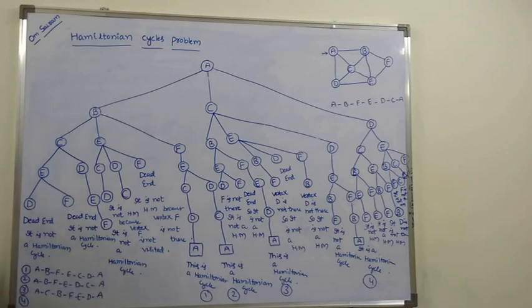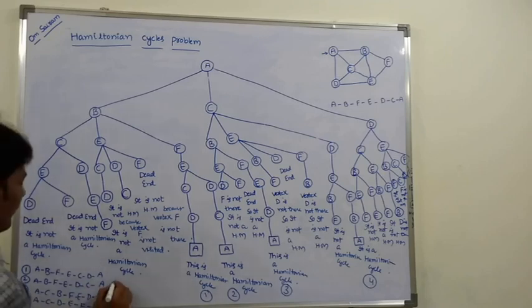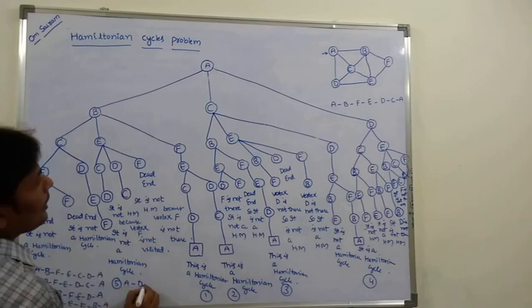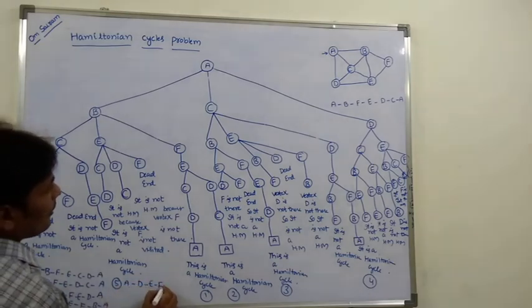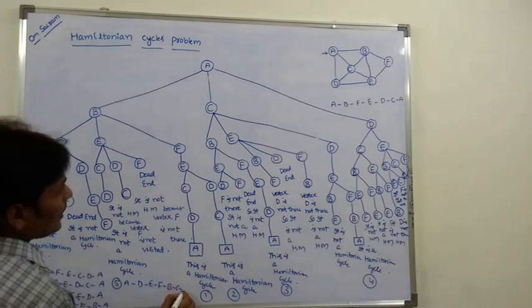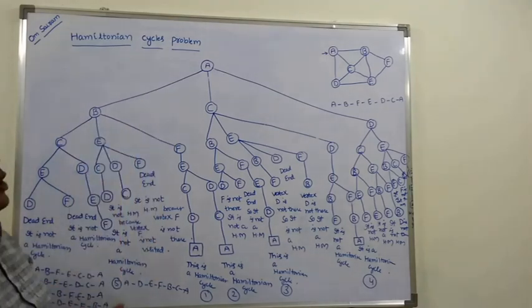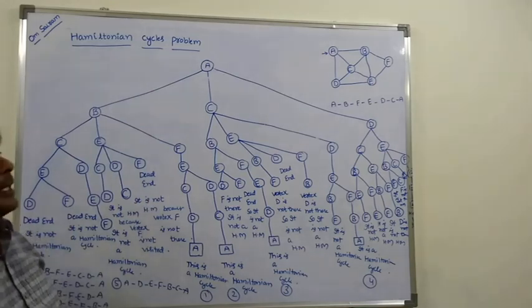And the fourth Hamiltonian cycle is A, C, D, E, F, B, A. Next, the fifth Hamiltonian cycle: A, D, E, F, B, C, A. This is the fifth Hamiltonian cycle. So, for this given graph, how many Hamiltonian cycles are there? There are 5 Hamiltonian cycles.